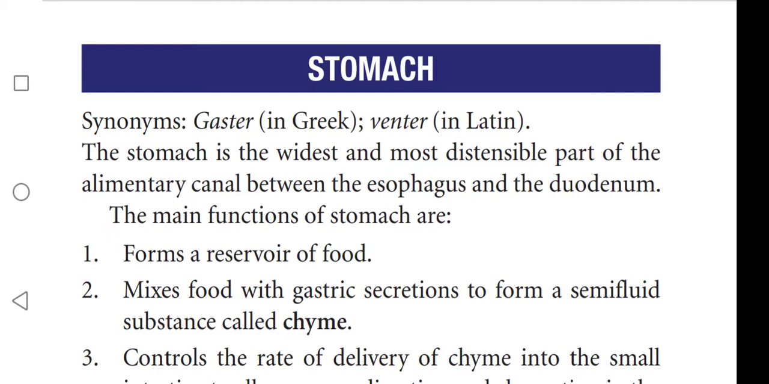In this video we are going to learn about the stomach, location and external features. Synonyms of stomach: in Greek it is gaster, in Latin it is venter. The stomach is the widest and most distensible part of the alimentary canal between the esophagus and the duodenum.